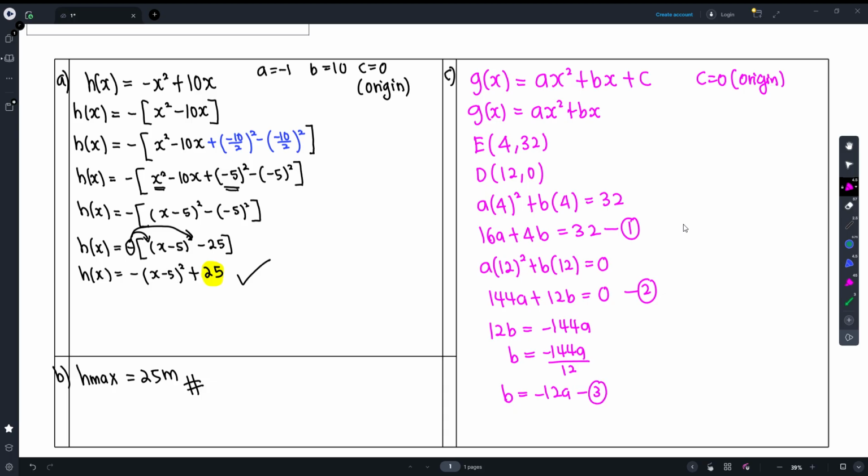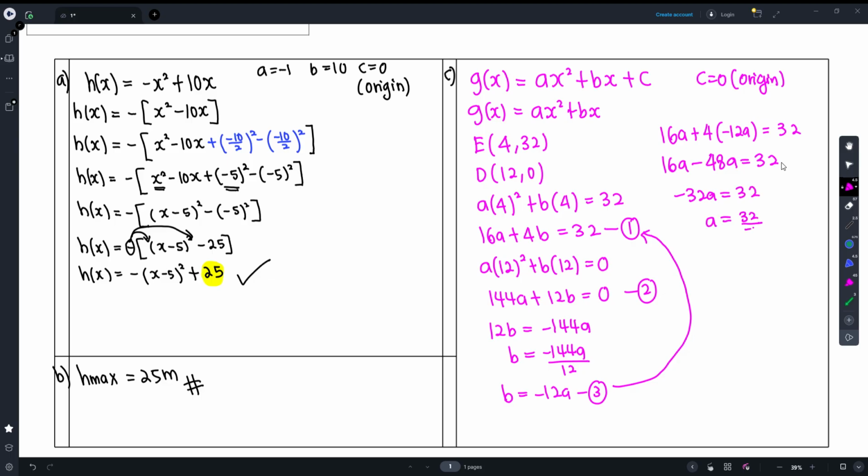And I'm going to put that into my first equation here. So what happens? It becomes 16a plus 4 times negative 12a equals 32. So 16a minus 48a equals 32. So 16 minus 48 is negative 32. Negative 32a equals 32. Therefore, a equals 32 divided by negative 32, which in return gives negative 1.